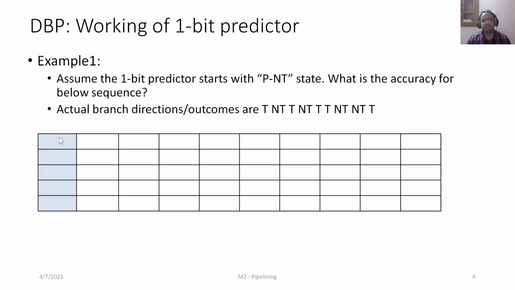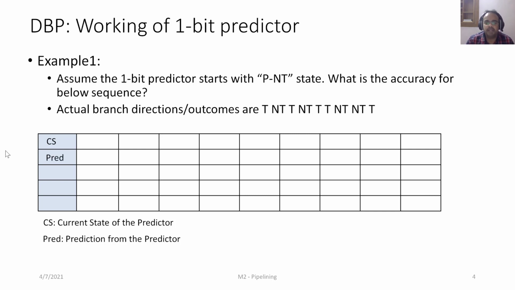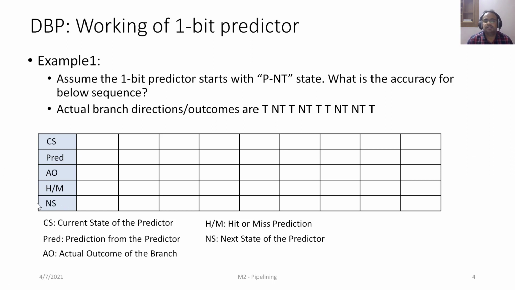For convenience, I put a small table here that will help us understand how the one bit predictor would predict and what its accuracy would be. We have a few entries. CS stands for the current state of the predictor. Pred is the actual prediction that the predictor would make. AO is the actual outcome. H/M is the hit or miss, whether this prediction was hit or missed by the predictor, right? And NS is the next state.